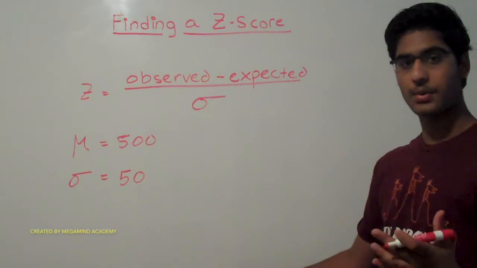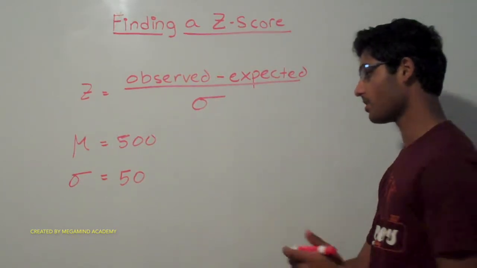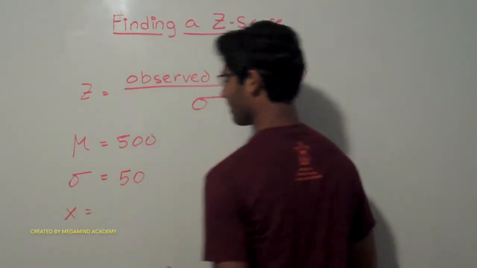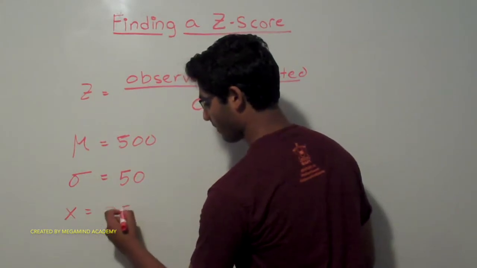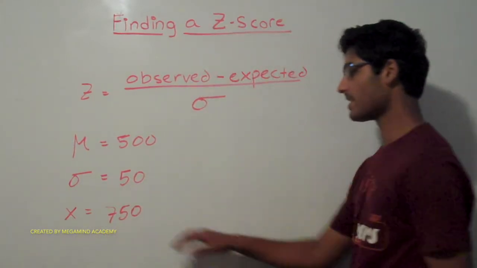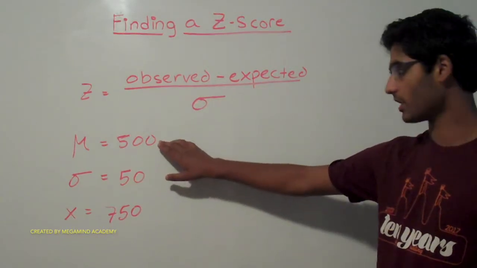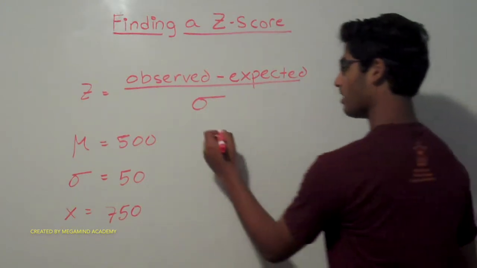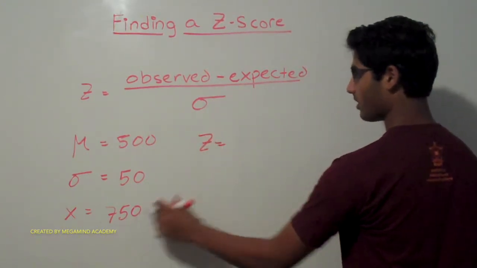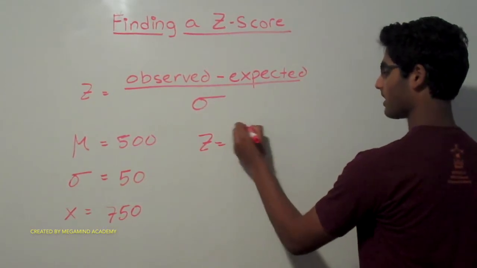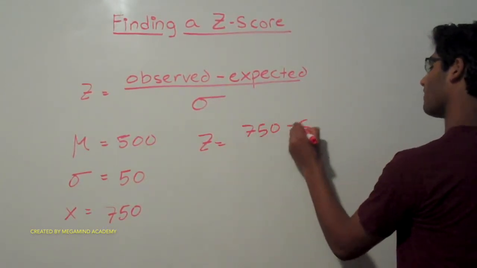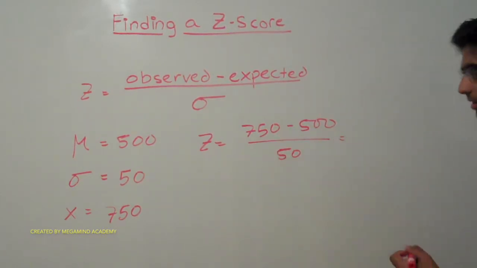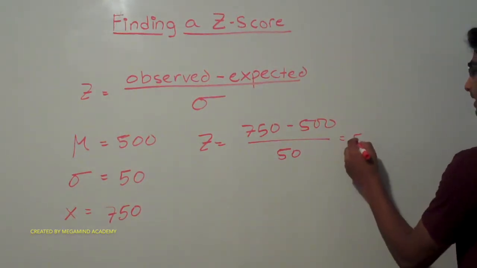So now let's say we approached a different, randomly picked student, and his amount, just X, was equal to $750. So we know that this is much greater than 500. But what will the z-score tell us? Well, if we plug it in, we'll get z is equal to 750, which is our observed value, minus 500 over 50, which gives us 250 over 50, or 5.